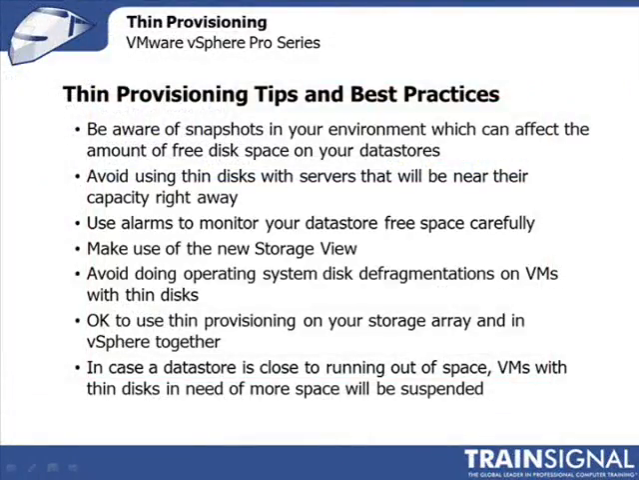The new storage view that we showed you earlier is very helpful. It shows detailed VM file information all in one view, including snapshot sizes, actual thin disk sizes, vswap, and other file sizes. Make sure you use this view so you can see all your VM file sizes at once. You can also click on the column headings to sort on them. Avoid doing operating system disk defragmentation on VMs with thin disks. This will cause the VM disk to grow very quickly, which may fill up your data store before you can react to any alarms that may trigger.